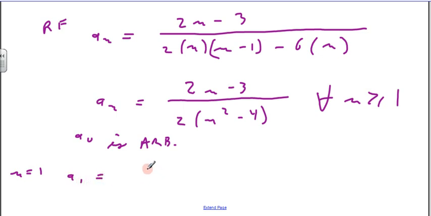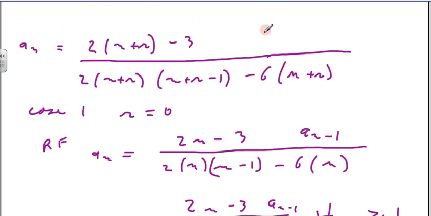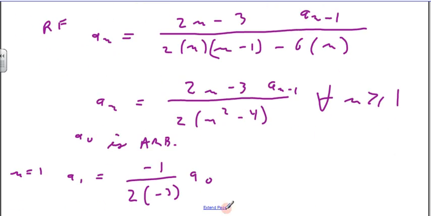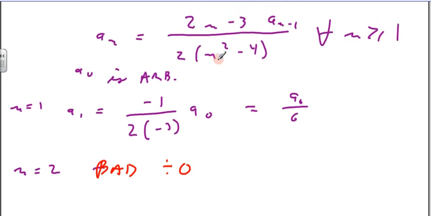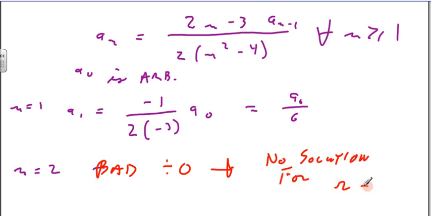a_1 is equal to minus 1 divided by 2 times minus 3 a_0, this is a_{n-1}, which is a_0 over 6. n is equal to 2, and something bad happens. I'm dividing by 0. Now, as soon as I get myself dividing by 0, that implies there's no solution for r is equal to 0. So that's a good thing. That cuts down my work.